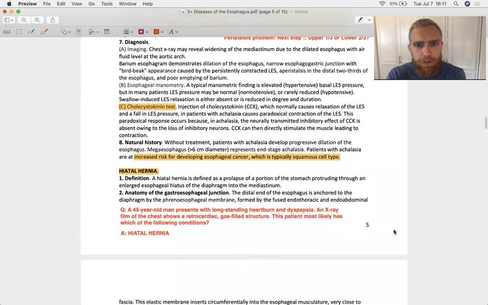Diagnosis, you're going to give them a cholecystokinin test. You do barium swallow too. That wouldn't be a bad thing to order. You know, it's not like you got a cholecystokinin test in every department in America.